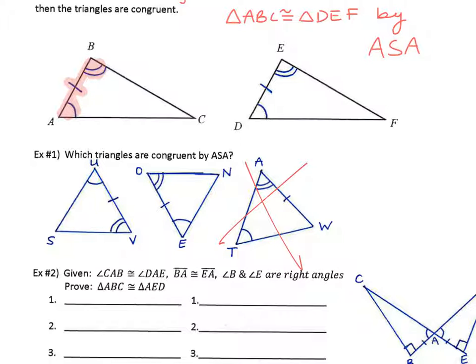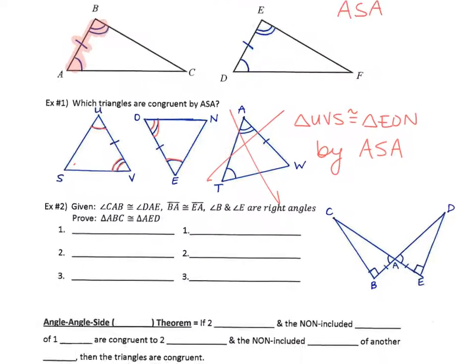But now here's the other tricky part, is you have to match up the corresponding sides. So if I say UVS for the first one, then what triangle do I have to say for the second? EON. So I went 1 arc, 2 arcs, no arc. So I need to go 1 arc, 2 arcs, no arc. So EON. Okay, and that would be by angle, side, angle. Okay, questions on that? Okay.